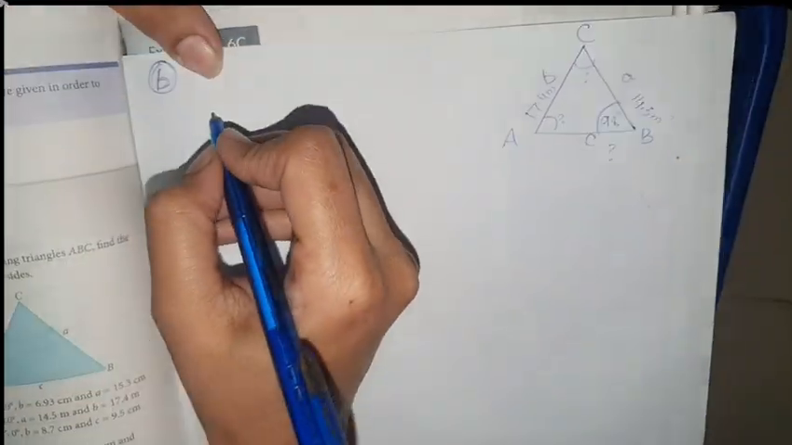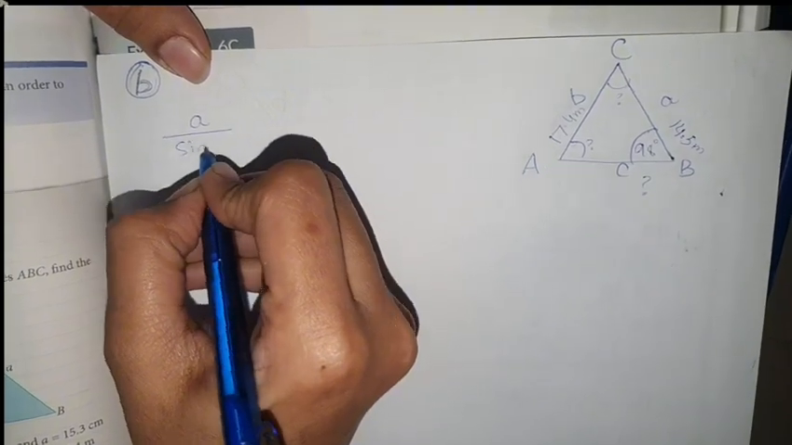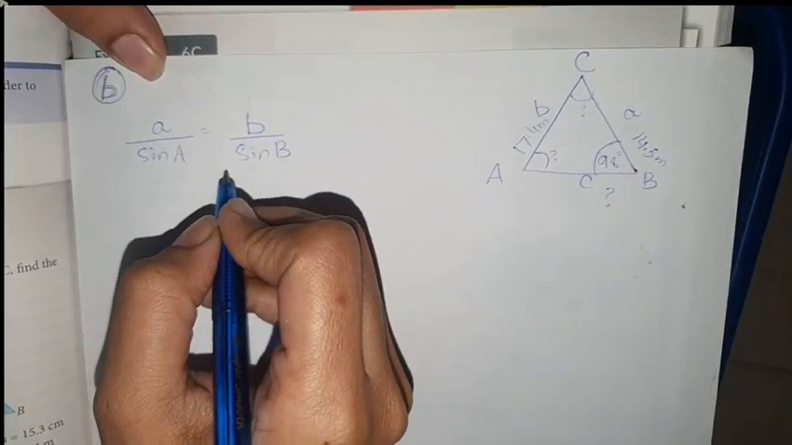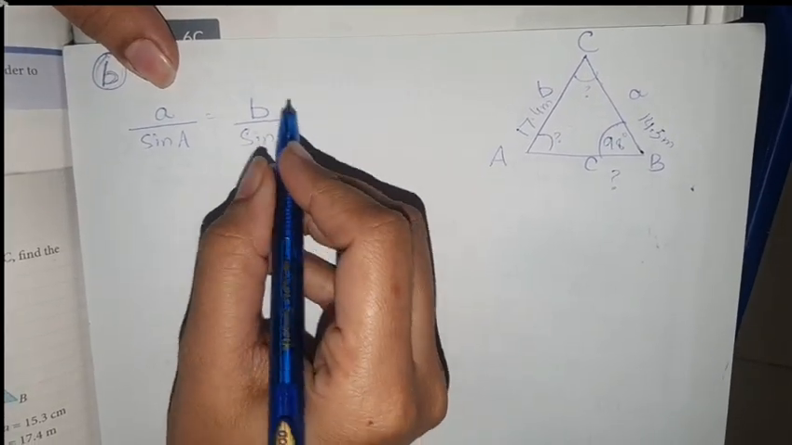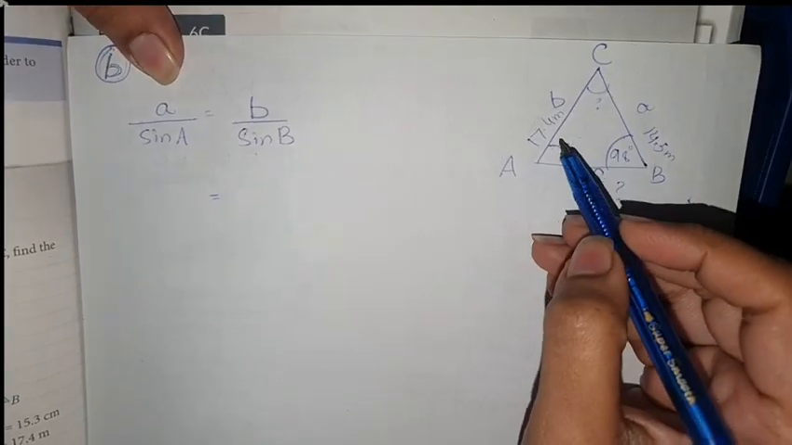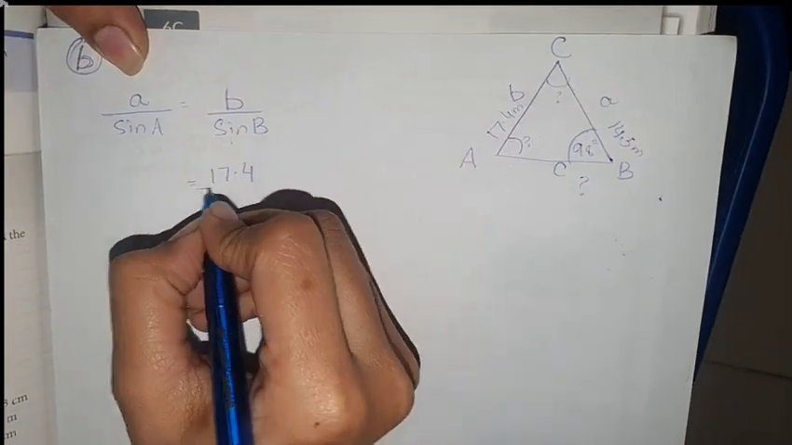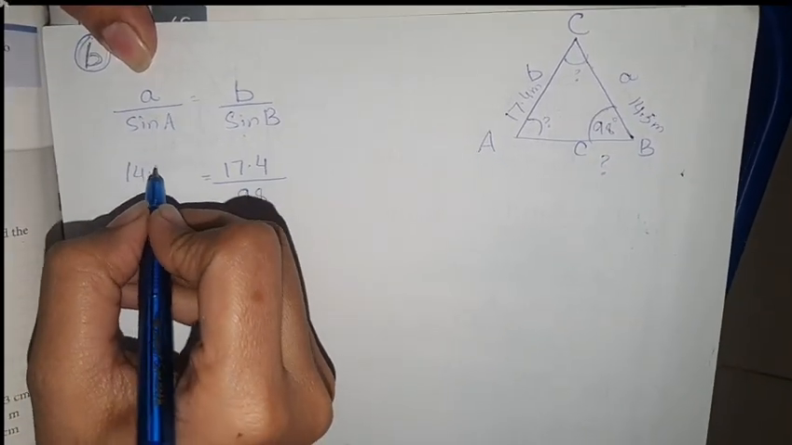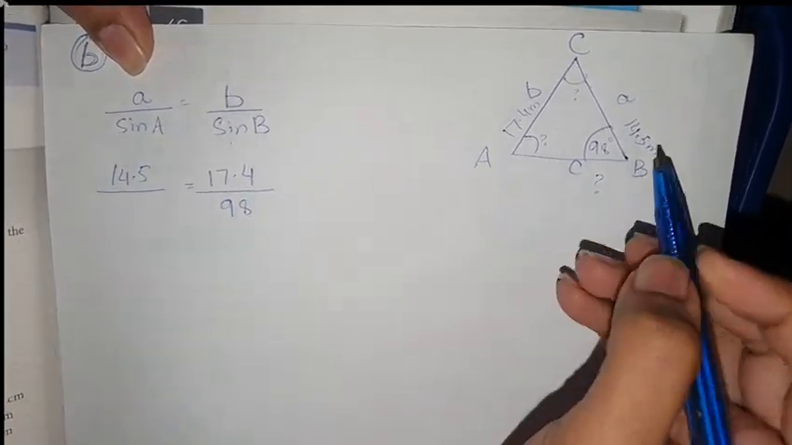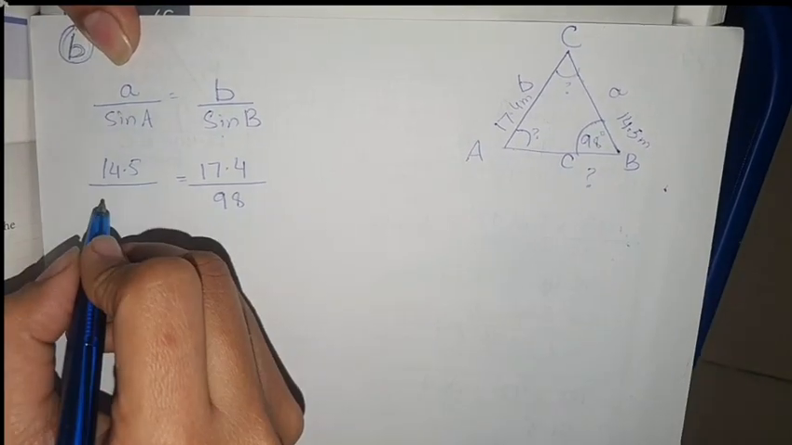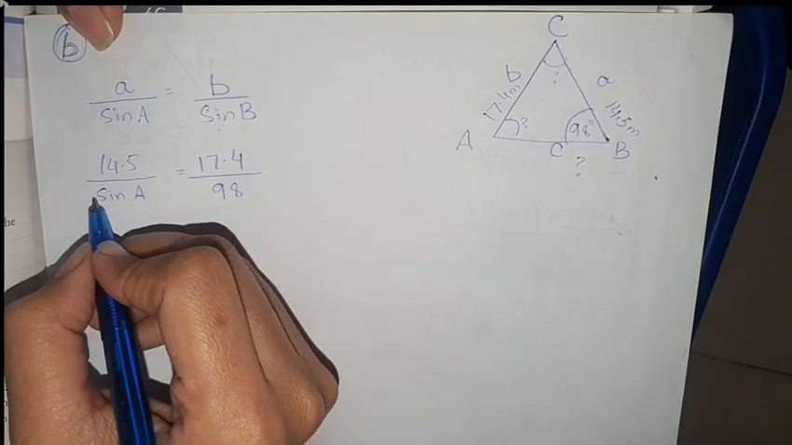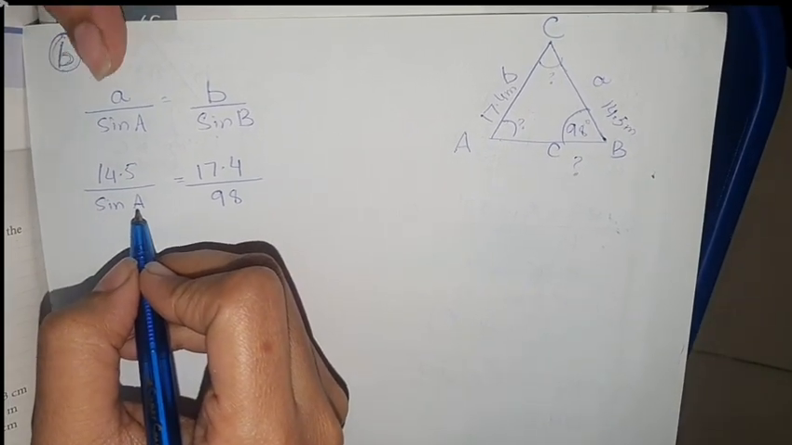For angle A, A upon sine A is equal to B upon sine B. We know the angle and side both of B. So what is the side B? This is 17.4, and angle B is 98. Side A is 14.5, and what is the angle A? We don't know, so write sine A. We have to find sine A, and in order to find it we have to make sine A the subject.